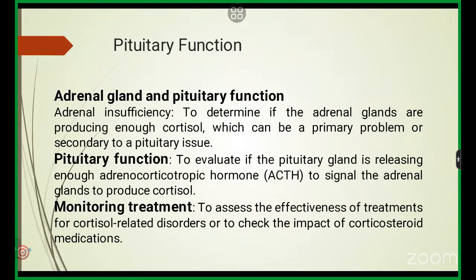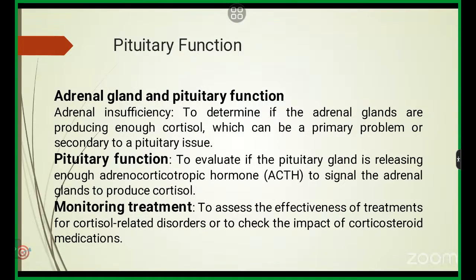Now let's look at the adrenal and pituitary function. Adrenal insufficiency is checked to determine if the adrenal glands are producing enough cortisol, which can be a primary problem or secondary to a pituitary issue. If there is a malfunction in pituitary function, there will be a problem with the production of certain hormones, especially cortisol, in the adrenal gland.